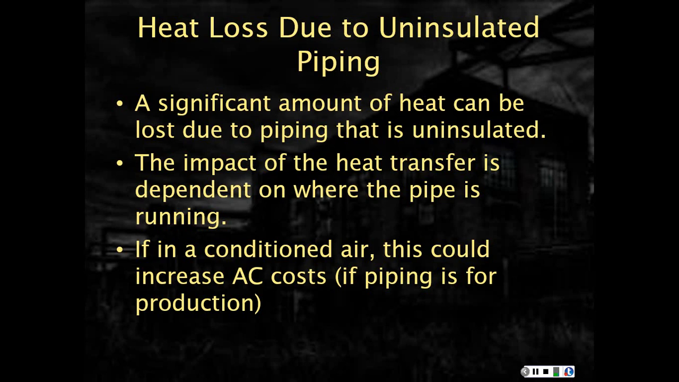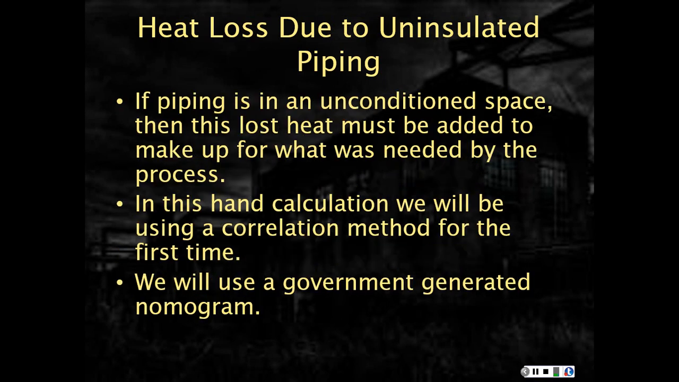So a significant amount of heat can be lost due to piping that's uninsulated. The impact of heat transfer is dependent on where the pipe is running. If it happens to be in a conditioned space or in conditioned air, this increases air conditioning cost. Considering the piping might be for production, if the piping is in an unconditioned space, then this lost heat must be added to make up for what was needed by the process. In this hand calculation, we'll be using a correlation method for the first time.